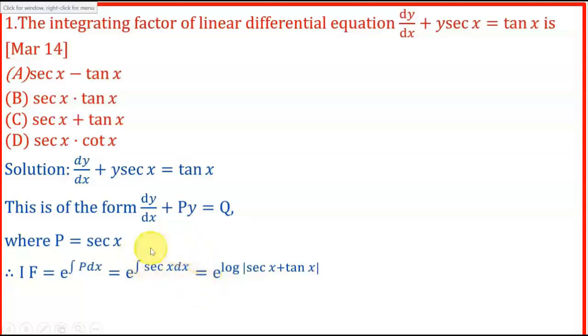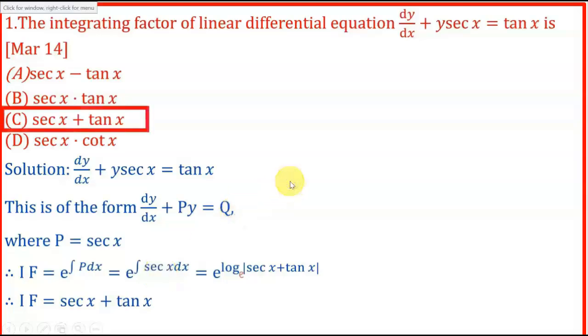But what is the integral of sec x? That is log of mod of sec x plus tan x. And overall, the integrating factor is equal to e raised to log of sec x plus tan x, to the base e, which is nothing but sec x plus tan x. And hence option C is correct here.